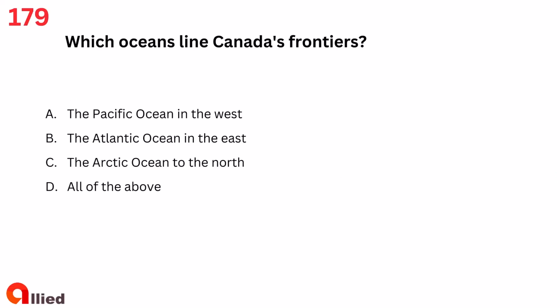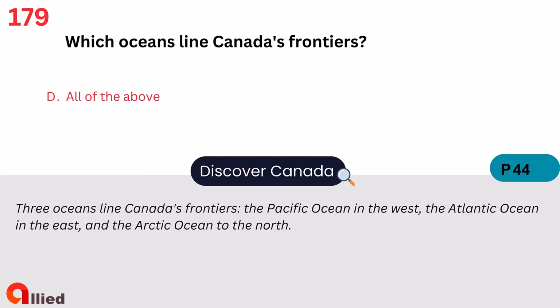Question 179. Which oceans line Canada's frontiers? A. The Pacific Ocean in the west. B. The Atlantic Ocean in the east. C. The Arctic Ocean to the north. D. All of the above. The answer is D. All of the above.